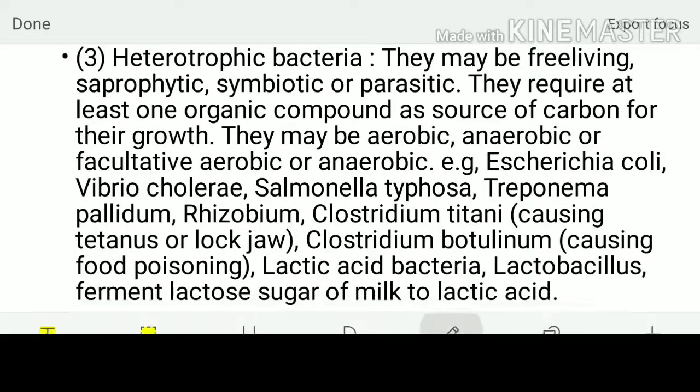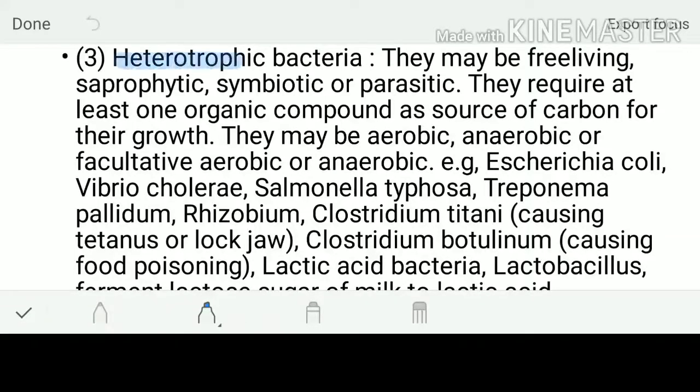But the third type of bacteria we have is the heterotrophic bacteria. They have many different types of lifestyles. They can be free living or saprophytic, symbiotic, or parasitic as well, which means all types of life forms will be seen in this group. They require at least one organic compound as a source of carbon for their growth.